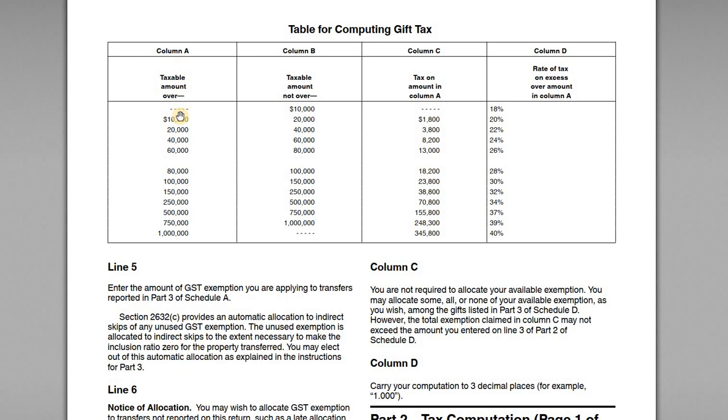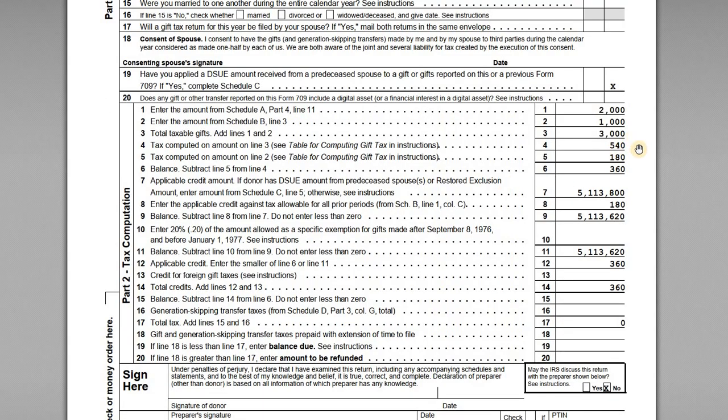So if we start on the left-hand side here, notice at the top, column A, if your taxable amount is over zero, so $0 to $10,000, the amount of tax calculated is 0 plus 18% of the amount over zero. So in other words, if your taxable amount is between 0 and 10 grand, it's 18% of that value. So when we look at the calculation for these periods, we have $3,000 times 18% gives us $540.